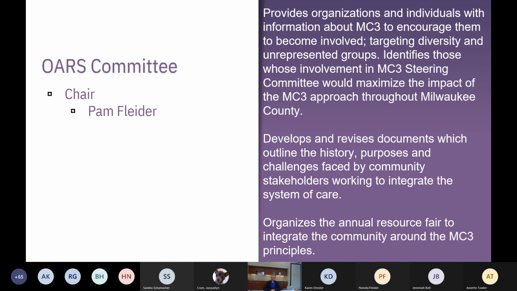We have our Oars Committee. Pam, feel free to jump in anytime about the Oars Committee, or anyone else, any of our other members or committee chairs that might be out there. The Oars Committee is working on targeting diversity and underrepresented groups. We're trying to get people to come out and become more active within MC3. Pam, Amy, am I missing anything here?